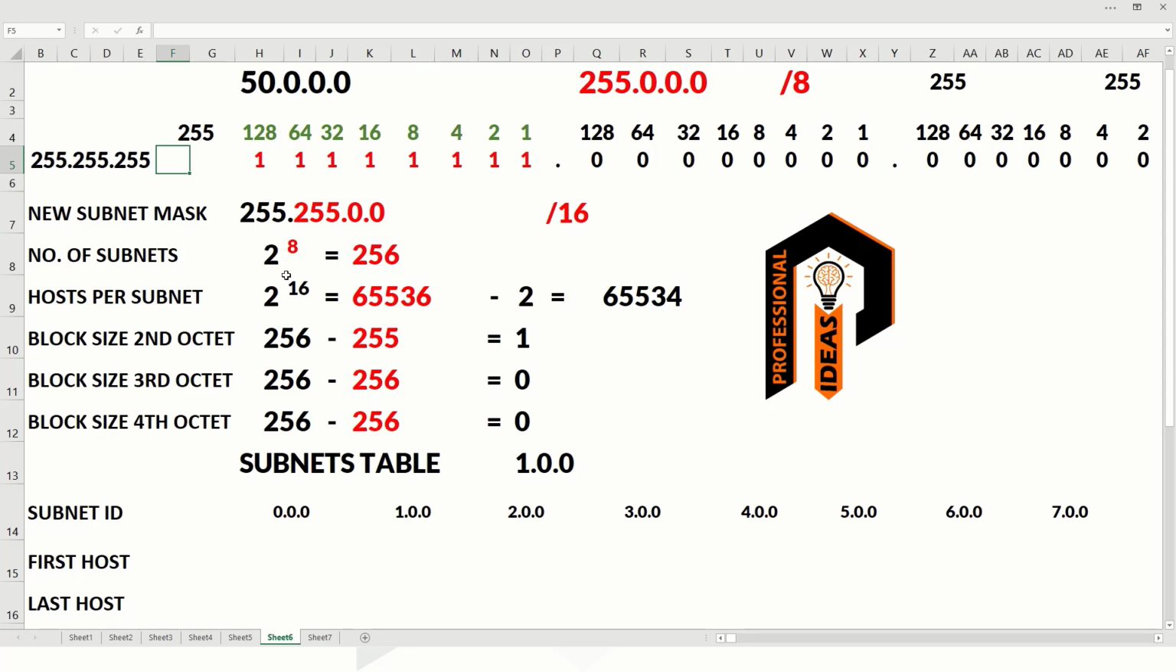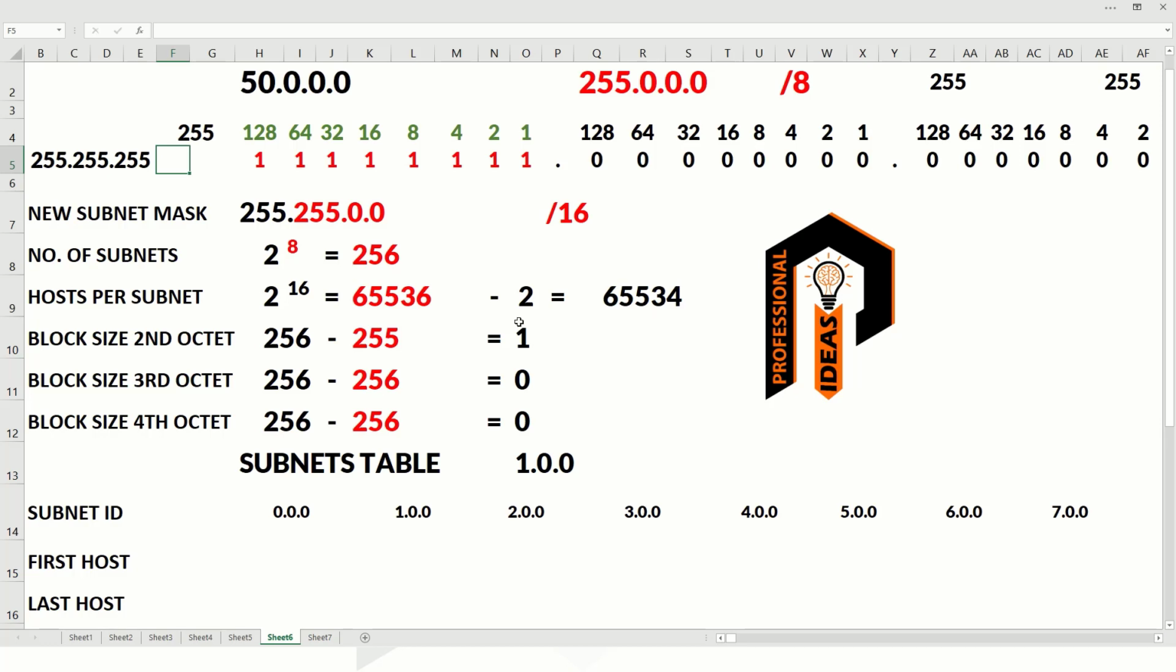Number of hosts per subnet will be equal to 2 raised to power 16 because there are 16 bits left in the host segment, and that will be equal to 65,536. Subtract 2, one for the subnetwork ID and the other for the broadcast address. So our valid hosts per subnet will be 65,534.